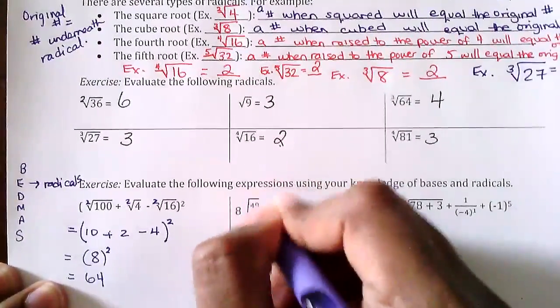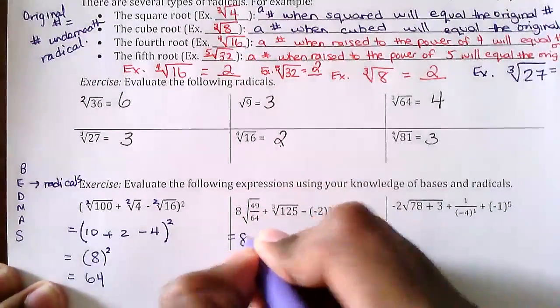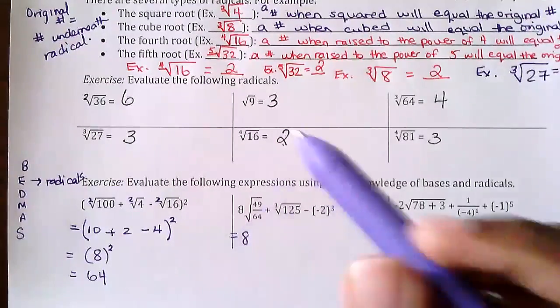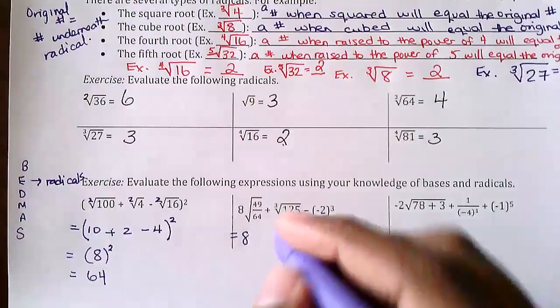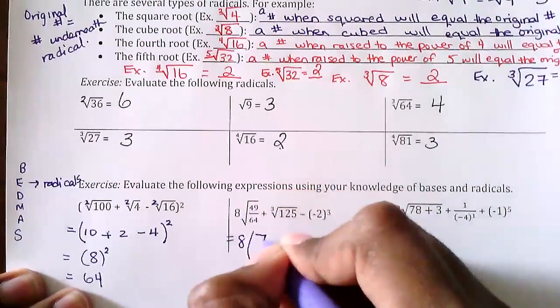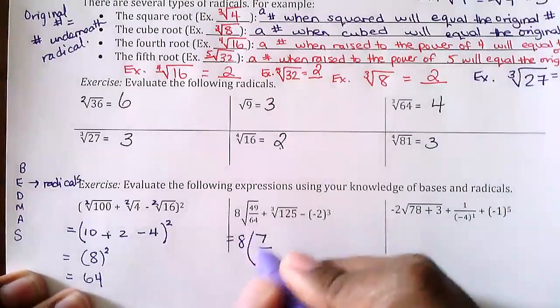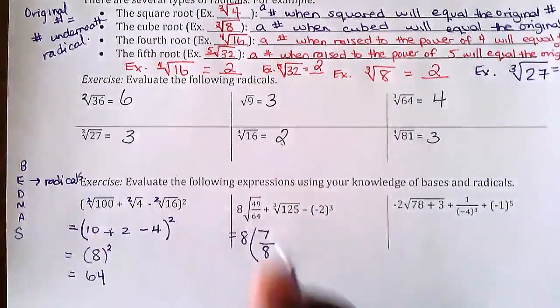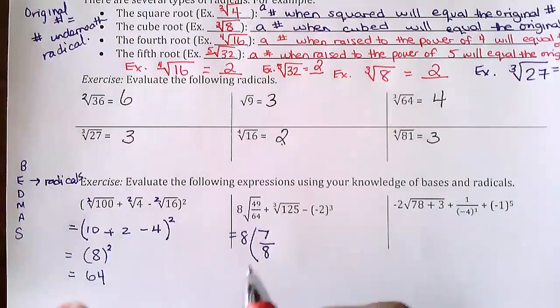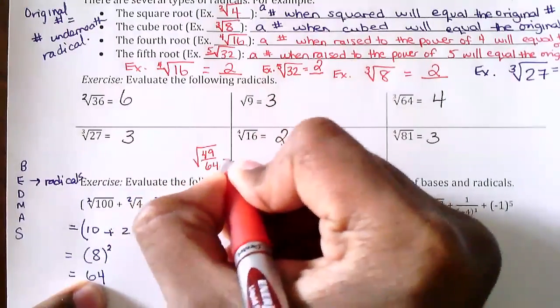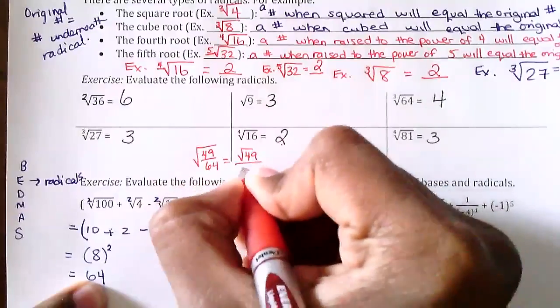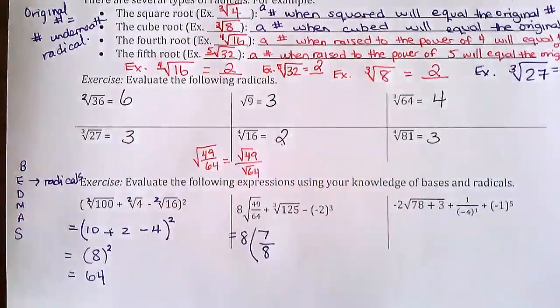Here we have an 8 being multiplied by this entire thing. So let's copy down the 8. We're not going to touch it, but we can find the square root of 49 and 64. The square root of 49 is 7 over the square root of 64, which is 8. So if you have a square root like this, I'm just going to write it off to the side here, square root of 49 over 64, that's the same thing as saying the square root of 49 over the square root of 64. So we can solve them individually.